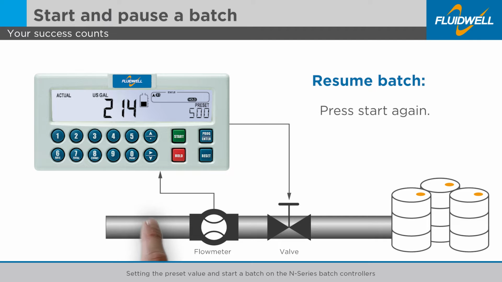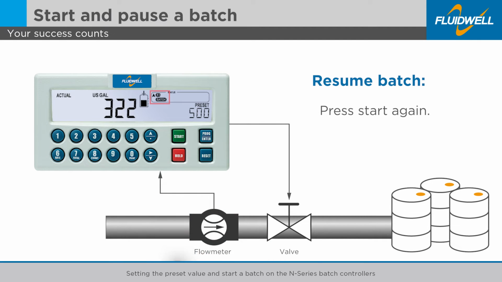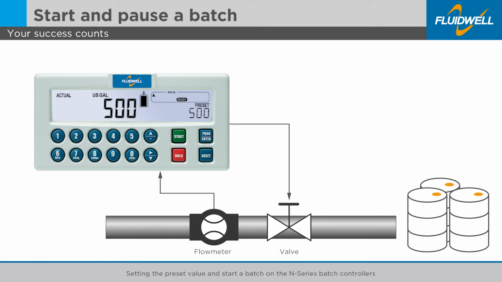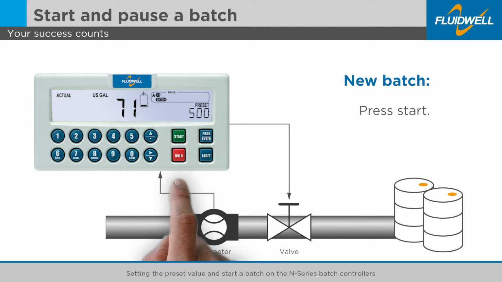When you press the Start button again, the batch will resume. The batch flag will pop up again. The control output reactivates the valve or pump. A new batch with the same quantity is easily done by pressing the Start button again.